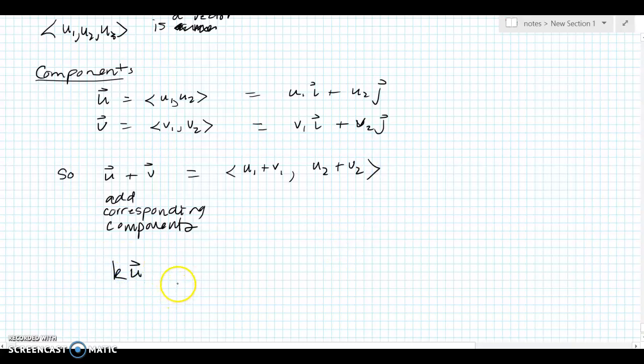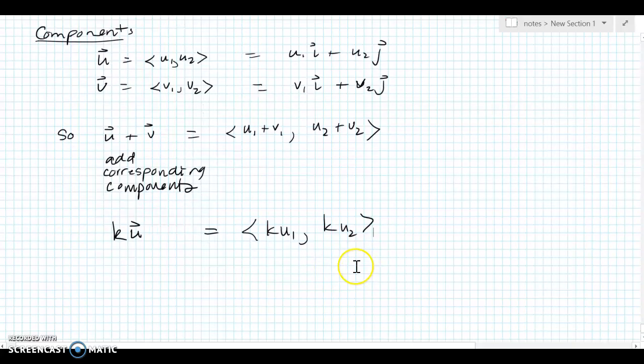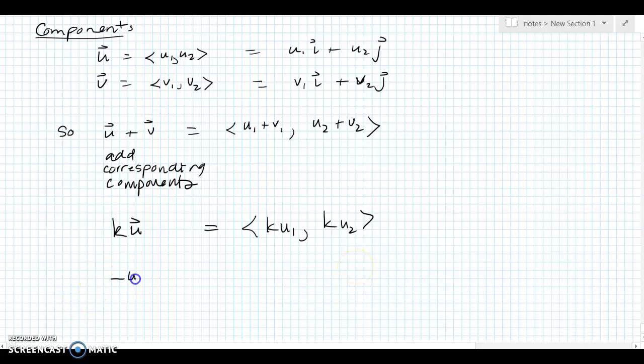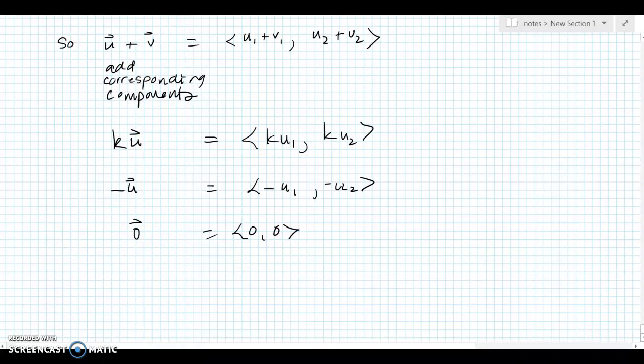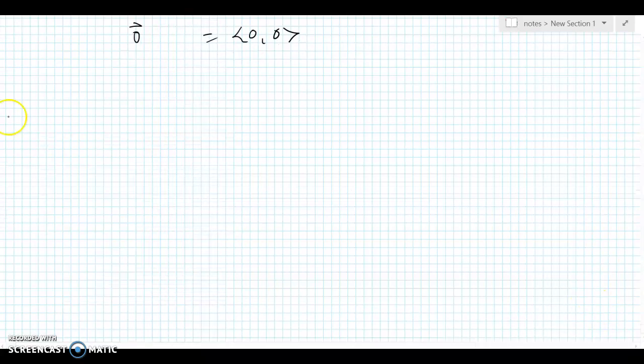k u, so a constant, or lambda u, I just decided to change, is just going to be <k times u1, k times u2>. Let's see, minus u, so k is just -1, so you'd get <-u1, -u2>. The zero vector is <0, 0>. Okay. And we have certain properties, so let's write down all the properties.